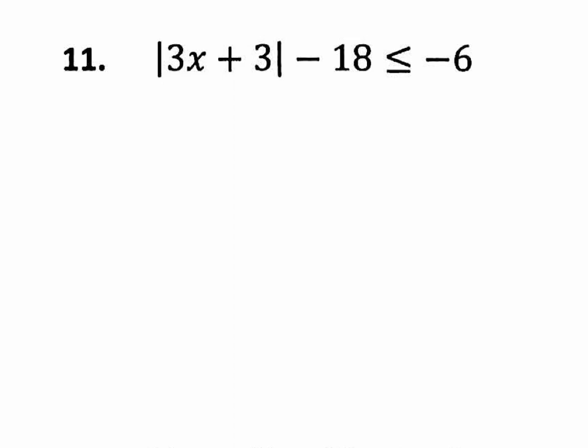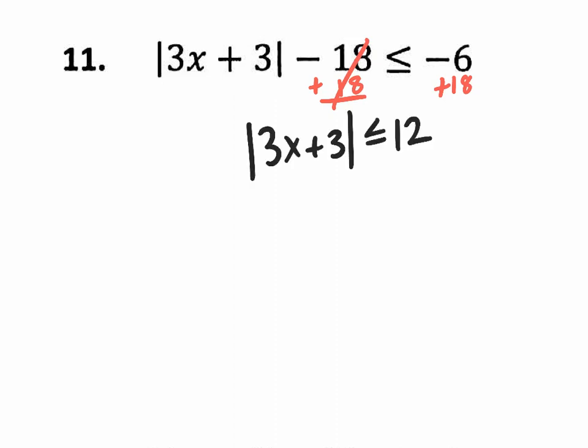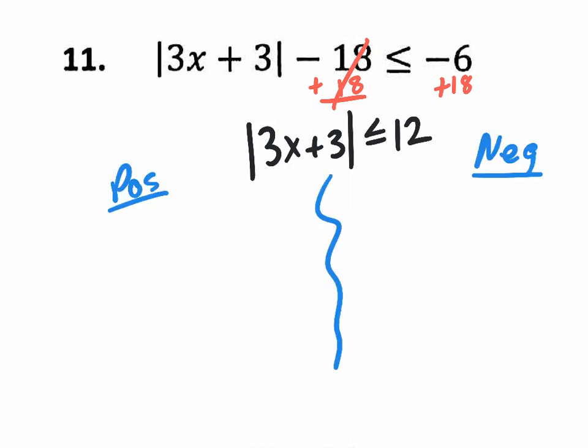Step 1 is the same. What's step 1? Isolate the absolute value. So what do I need to do? Add 18 to both sides. Get rid of that minus 18. So my new absolute value inequality is absolute value of 3x plus 3 is less than or equal to 12. Now that it's isolated, I could do my positive and negative situation. The positive situation is writing it exactly the way it is without the absolute values. The negative situation is writing it exactly the way it is, but you want to flip the inequality and change the sign or signs of the right side of the inequality.